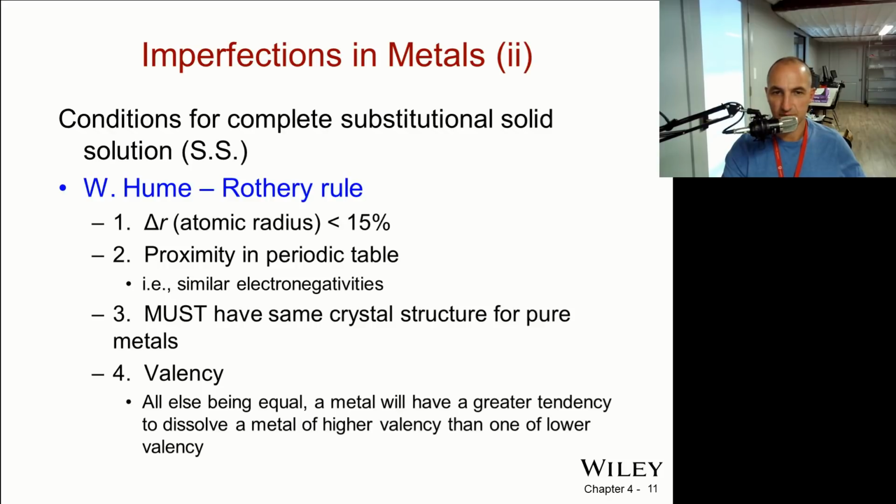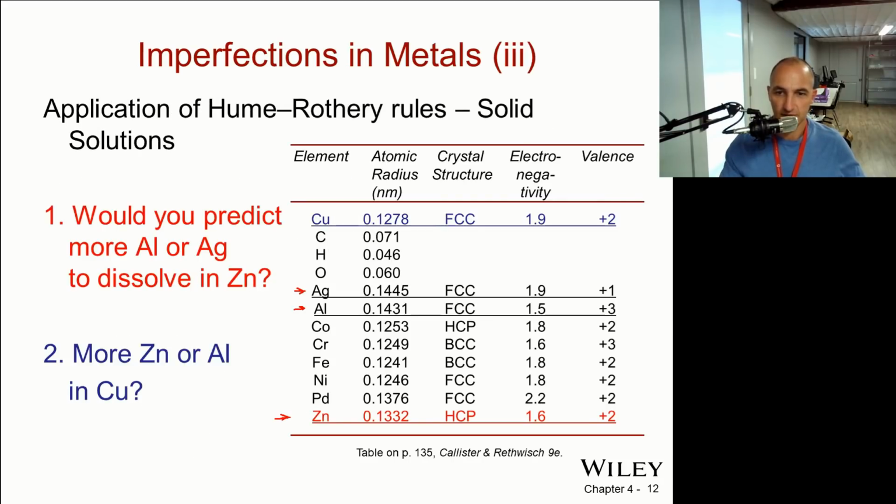Atomic radiuses must be less than 15%. Well, here are the atomic radiuses. If you just take the difference between zinc and aluminum, it's going to be less than 15%. Silver and zinc are also less than 15%. However, the aluminum is a little bit more favorable than the silver in this case.